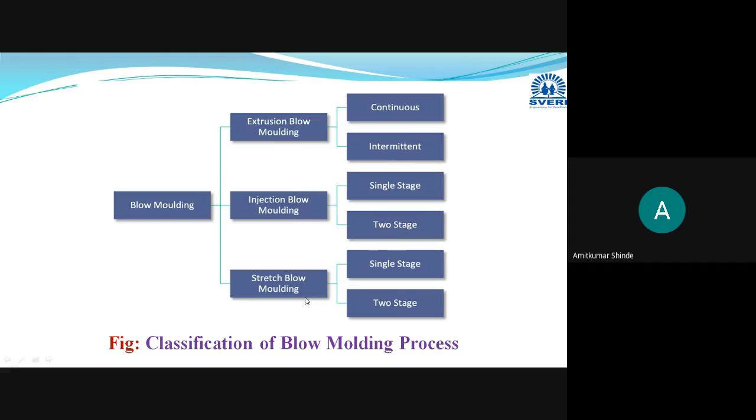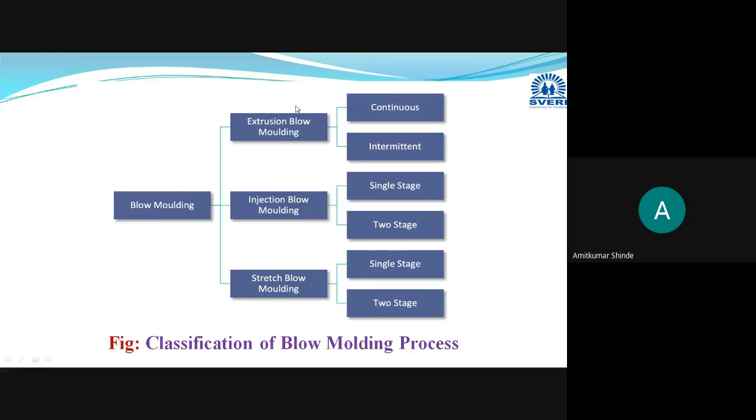Okay, in the same way, the stretch blow molding processes are classified depending on the use of the machines. If we are using a single machine to make the preform or that parison and do the blowing operation, then it will be single stage or continuous. And if we are using two different machines, one for making that parison, and for blowing it we are using another machine, then that will be termed as two stage process.